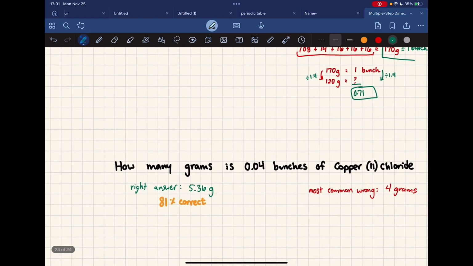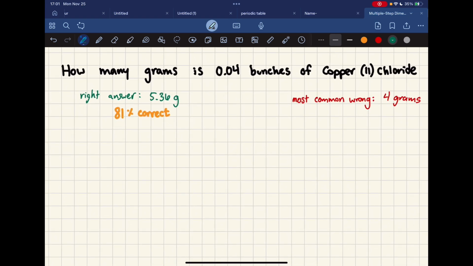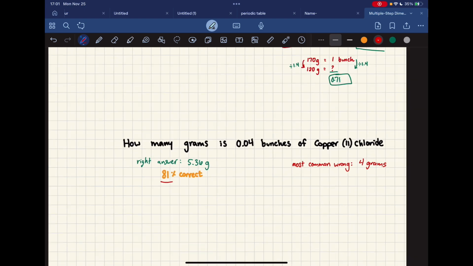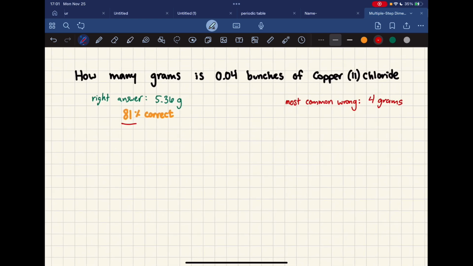Silly mistake there. It's a silly mistake. Let's look at the next one. How many grams is 0.04 bunches of copper 2 chloride? A lot better on this one. 81% of you got it correct. That's up from 62, right? So way better on question number 2.